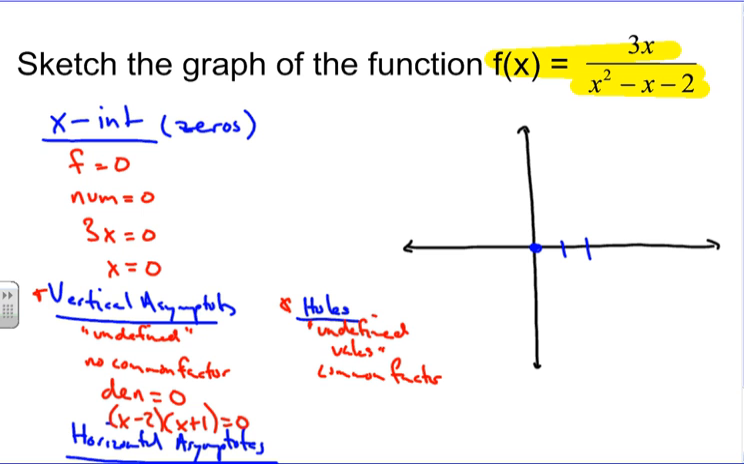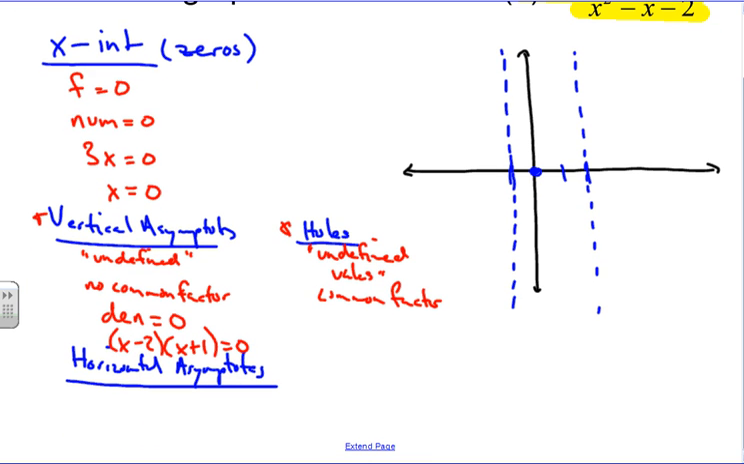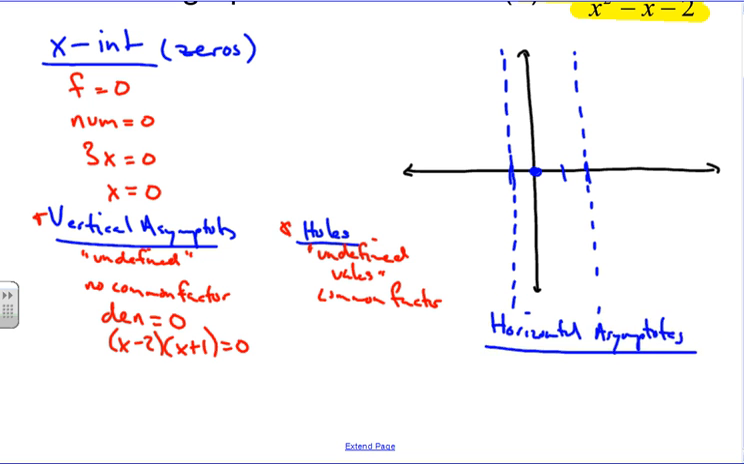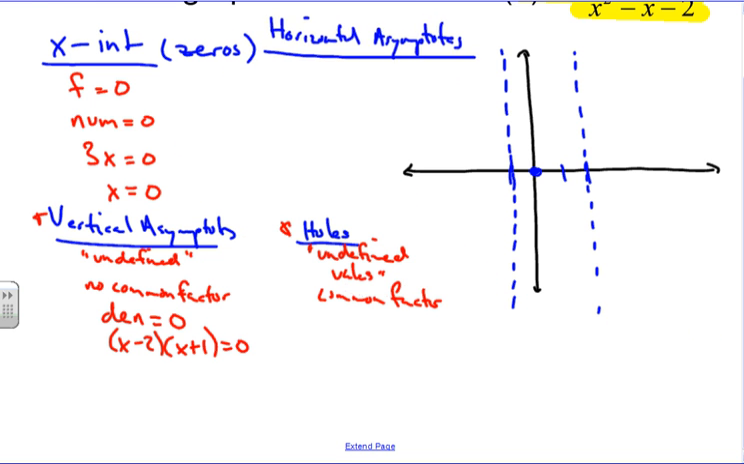And at negative 1, right here, like so. Now that we've found our vertical asymptotes, the final thing we want to do is find our horizontal asymptotes. I'll bring this over here and put it right like that.